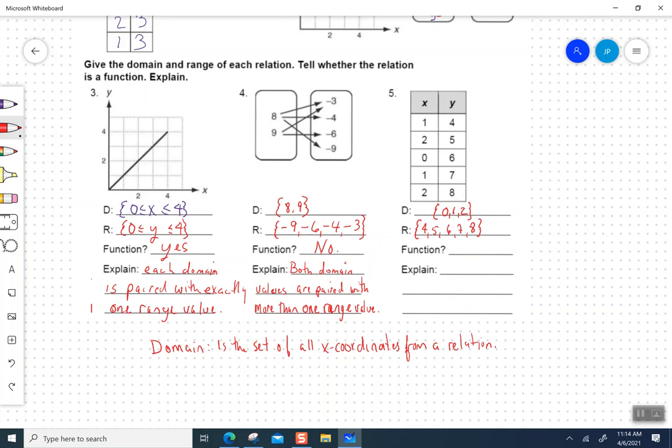Is it a function? Well, 1 only goes to 4. Oh, wait. 1 also goes to 7. So this would be a no. And again, it's no because you have 2 domain values that are paired with 2 range values. So you have 1 repeats.